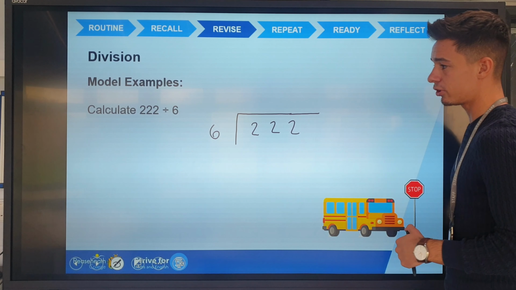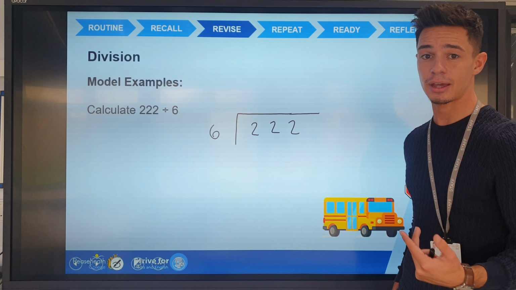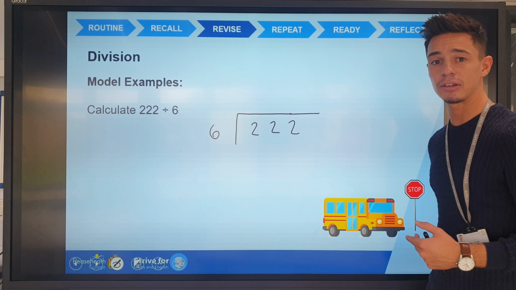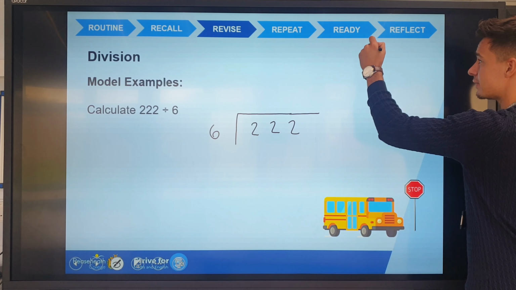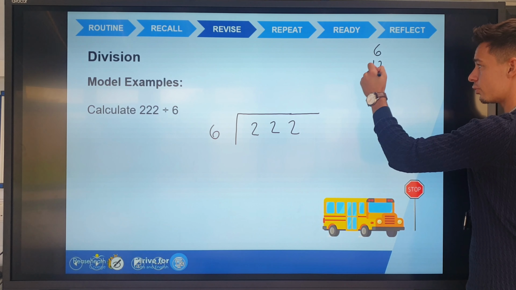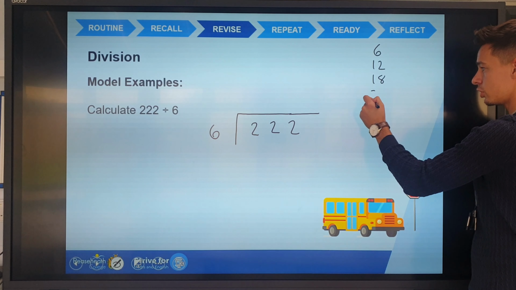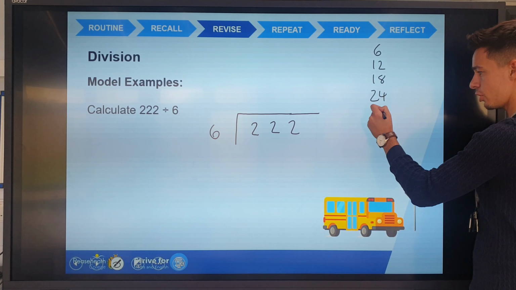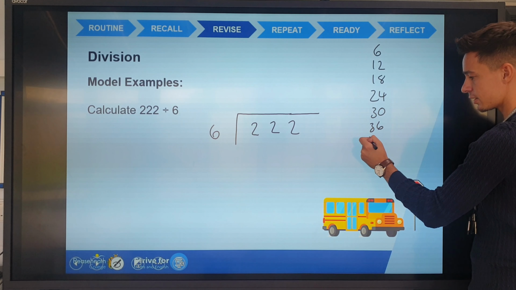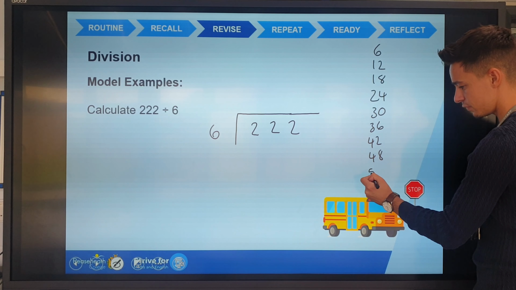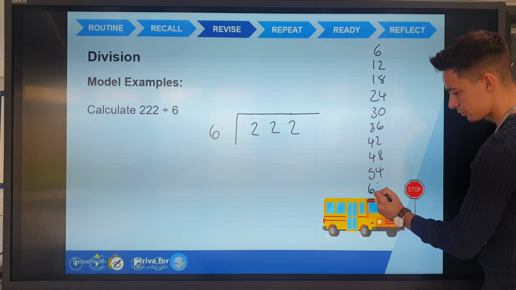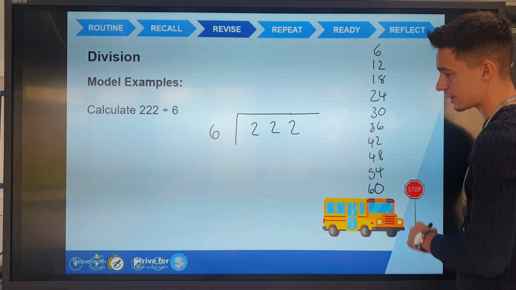What I encourage my students to do is make a list or a note of their 6 times table, just because then it will make their lives easier so they don't have to keep thinking about it over and over and over again. So let's do that down this side here. So 6, 12, 18, 24, 30, 36, 42, 48, 54, and 60. So there's my 6 times table all the way up until the 60.